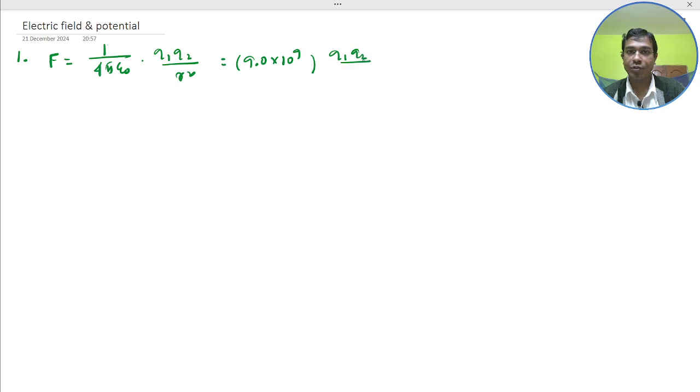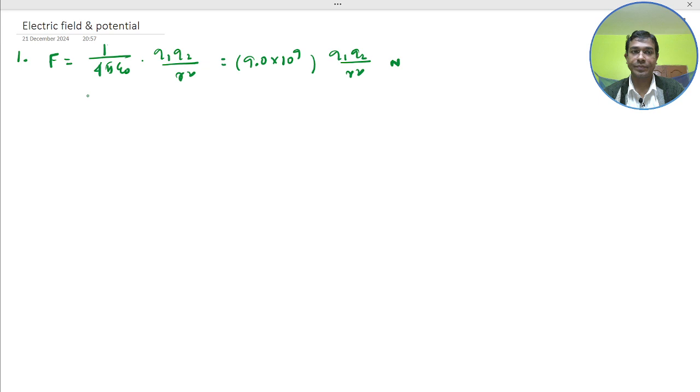First, Coulomb's law: the force acting between two charged particles is given by F equal to 1 by 4 pi epsilon naught Q1 Q2 divided by R square, or in SI form, 9.0 into 10 to the power 9 Q1 Q2 divided by R square, in newtons.